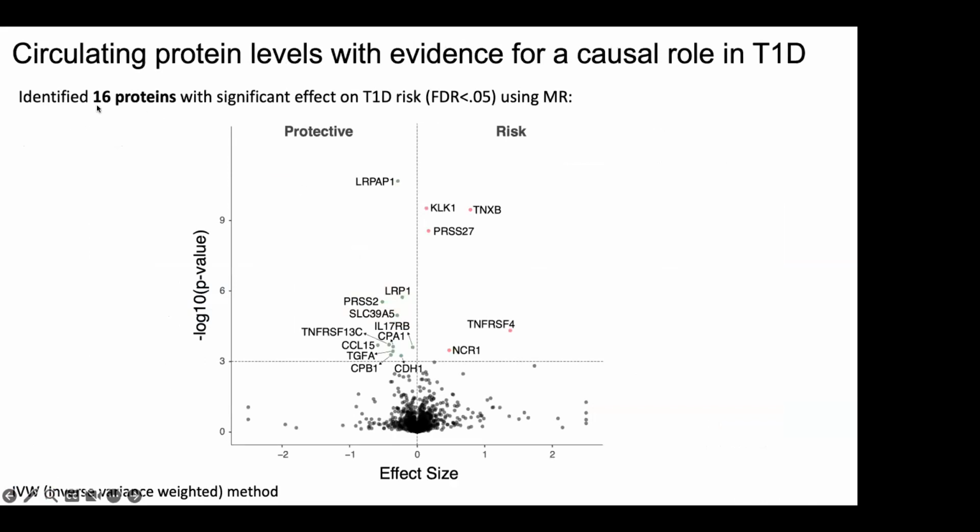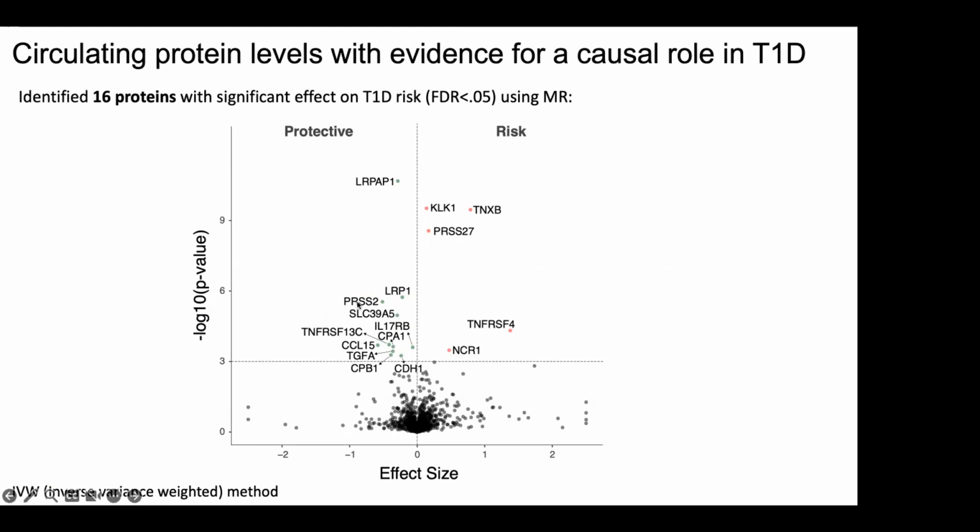So I'm showing you here the results of these analyses. For each of those 1,000-odd proteins, we asked whether the variants associated with that protein were also associated with type 1 diabetes risk using Mendelian randomization. At the end, we find 16 proteins that have evidence for a significant effect on type 1 diabetes risk, some of which are protective and some of which are risk increasing, meaning that increasing levels of the protein on the left are protective for type 1 diabetes, and increasing levels of the protein on the right are increasing risk for type 1 diabetes.